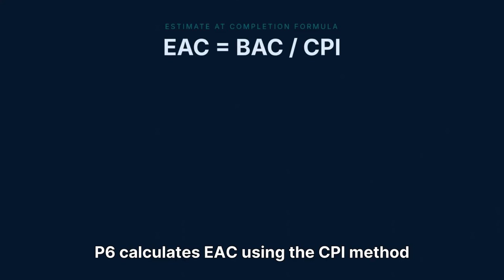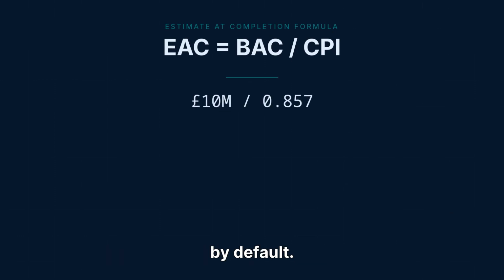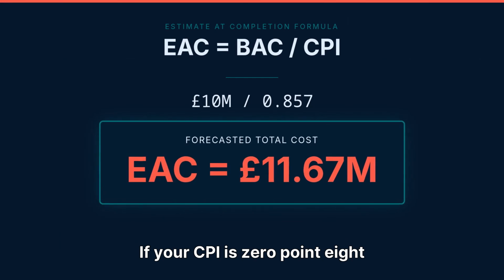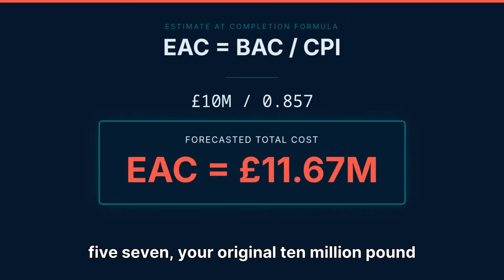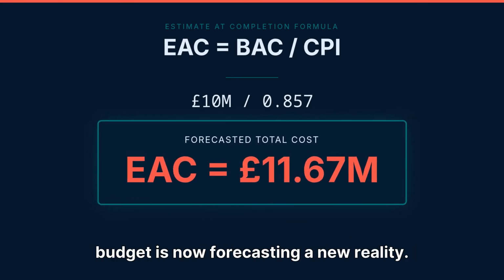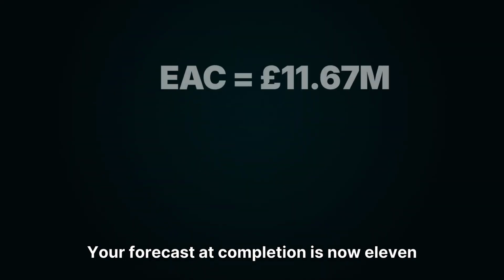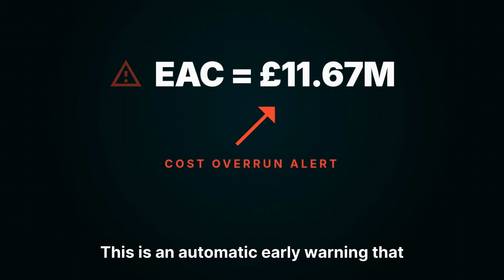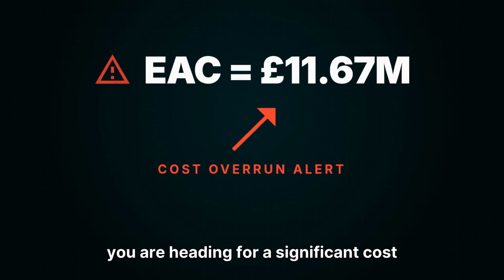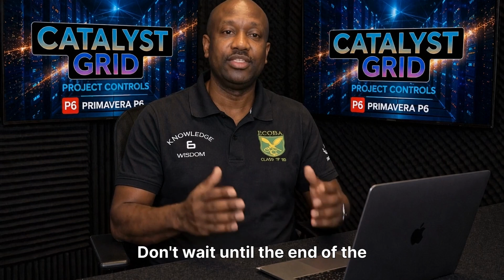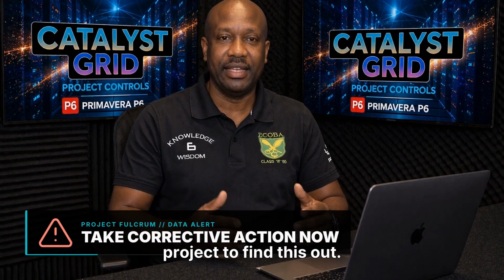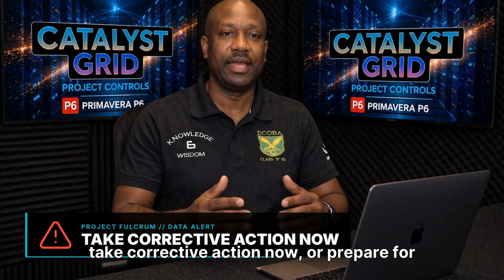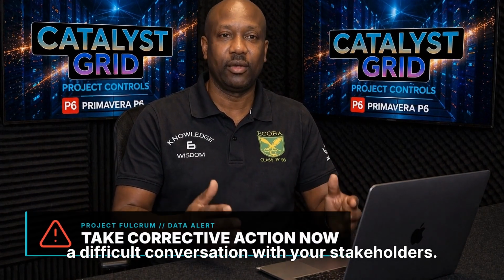P6 calculates EAC using the CPI method by default. EAC equals BAC divided by CPI. If your CPI is 0.857, your original £10 million budget is now forecasting a new reality. Your forecast at completion is now £11.67 million. This is an automatic early warning that you are heading for a significant cost overrun. Don't wait until the end of the project to find this out. This data tells you that you must take corrective action now or prepare for a difficult conversation with your stakeholders.